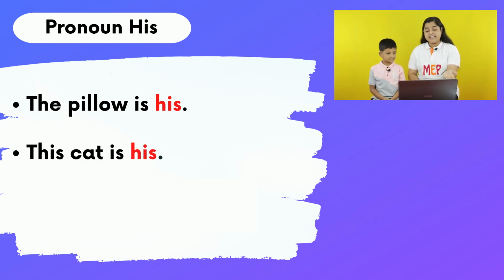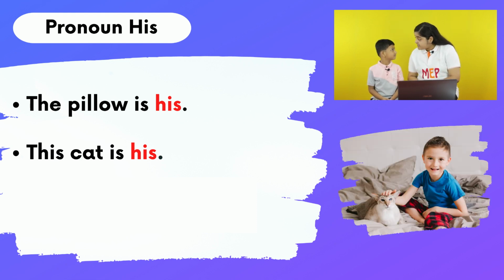So, Rudy, our second example is this cat is his. So, again in this sentence, we have used the pronoun his because it denotes that the cat belongs to the third person singular masculine. That's right.